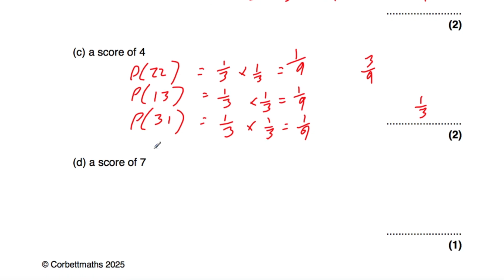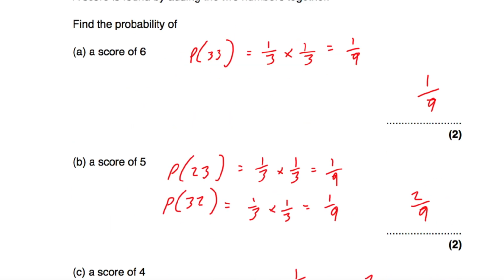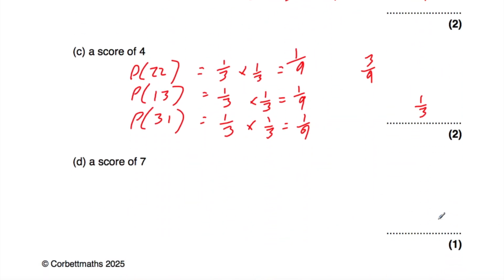Okay, and then finally part D. Part D says find the probability of getting a score of 7. So if we go back up, we're going to spin the spinner twice. Now the greatest score we can get, the highest score we can get is 6 because of 3 and then another 3. So we can't actually get 7, it's impossible. So that means the probability of getting a score of 7 would be 0, and that's it.